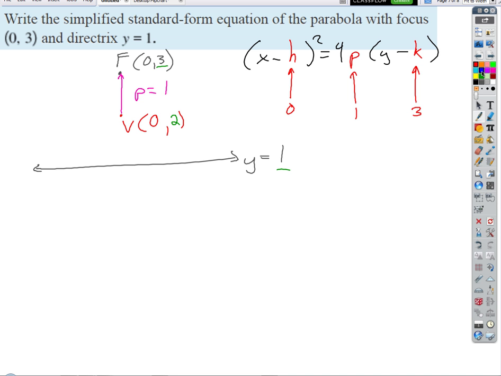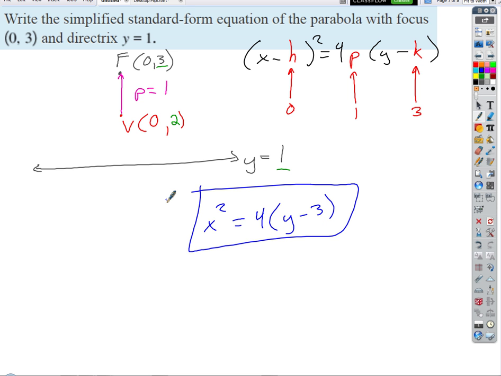X minus 0 squared is what? X squared. 4 times 1 is 4 times the quantity y minus 3. So that's what I would input in Moodle. That's the standard form equation for that parabola, right? Okay? Good.